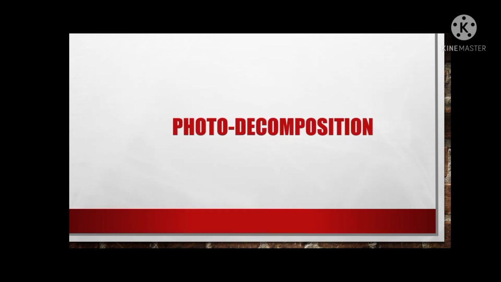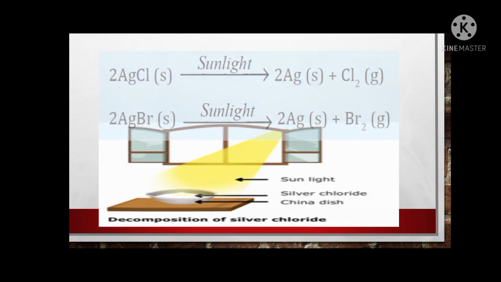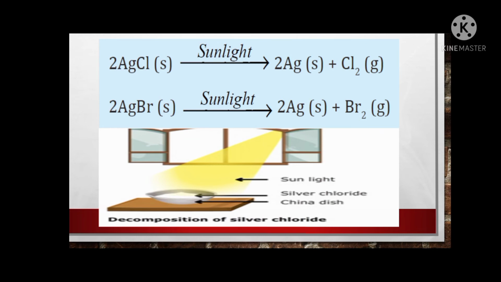Next kind, that is photo decomposition. This photo decomposition occurs only in the presence of sunlight. For example, silver chloride, when it is exposed to the light, it undergoes decomposition. And silver bromide, when exposed to the sunlight, it also undergoes decomposition reaction.